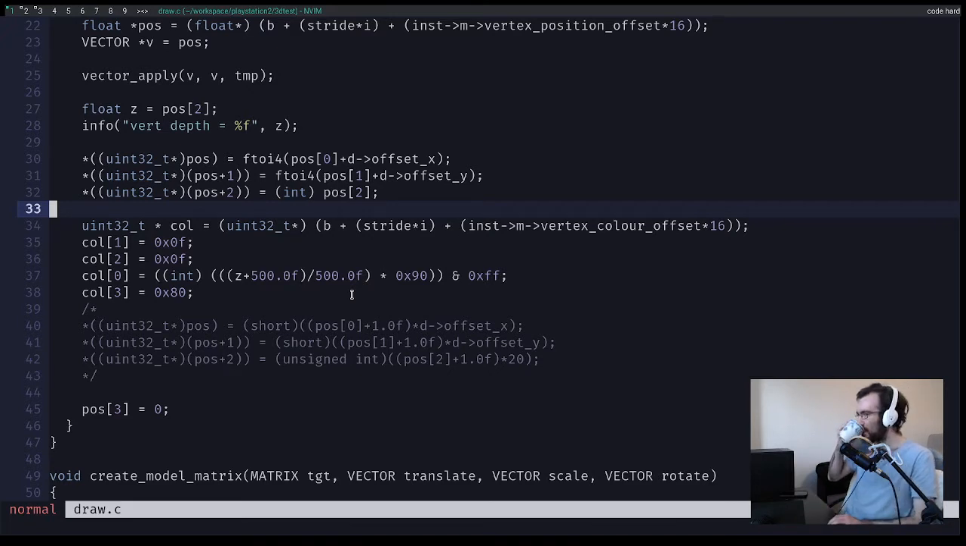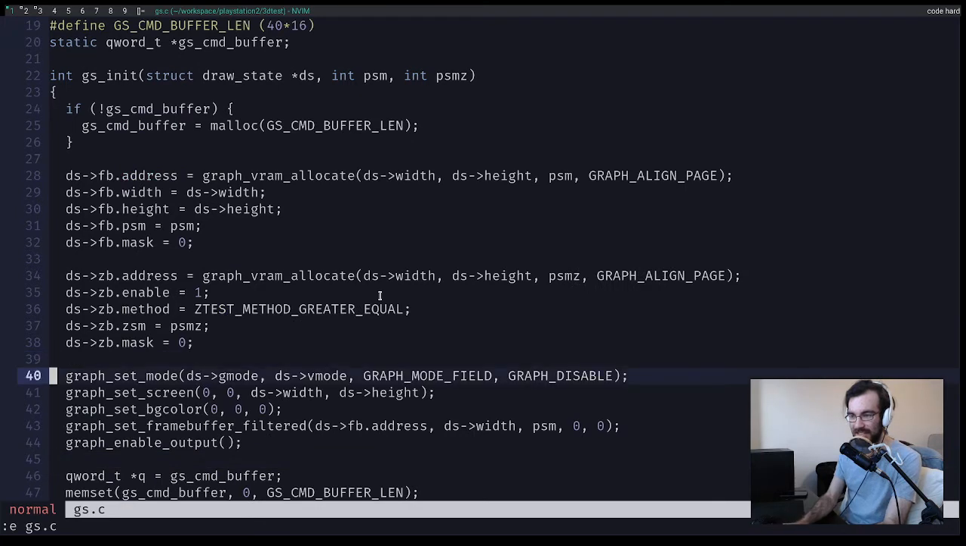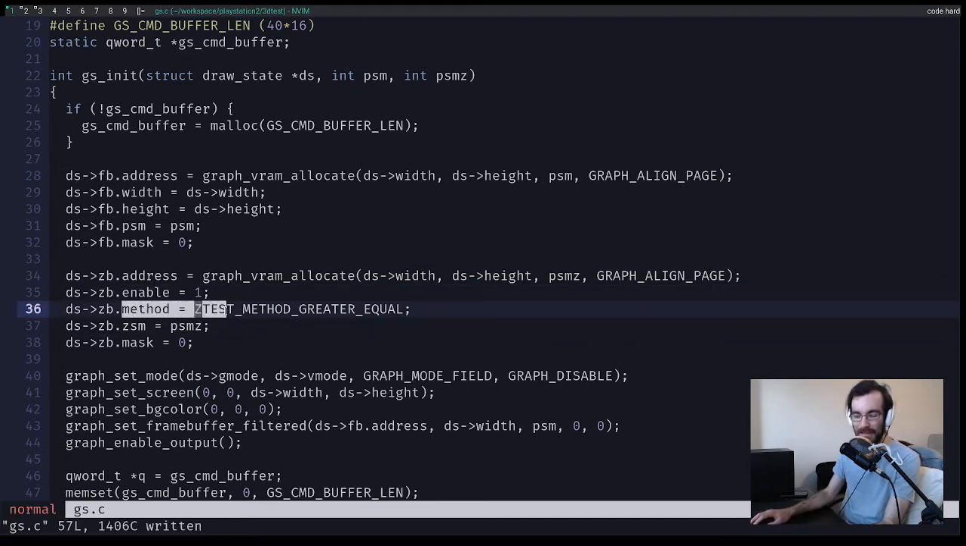Man. I was so sure I had this worked out. I was so sure. I was so confident. Let's go back into our GS initialization code. Let's change this to greater. We changed it to greater equal. It's definitely enabled. That's very important. If you don't have enabled set, it overrides your method with everything passes, which is not what you want.